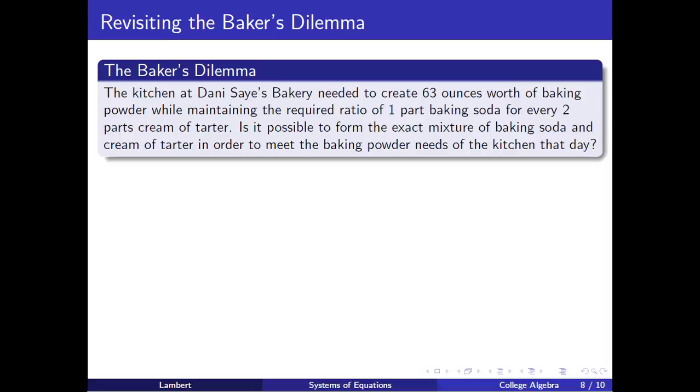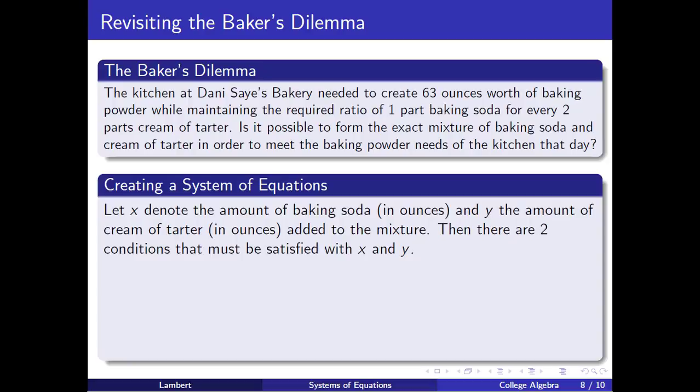So we had 63 ounces worth of baking powder needed to be created, while we're using baking soda and cream of tartar to create that. And we need 1 part baking soda for every 2 parts of cream of tartar. Is it possible for us to find this? Well, here's how we go about doing that.